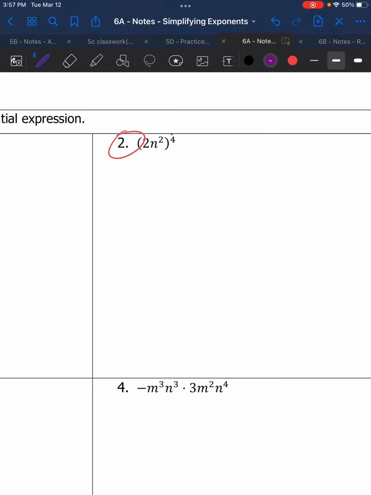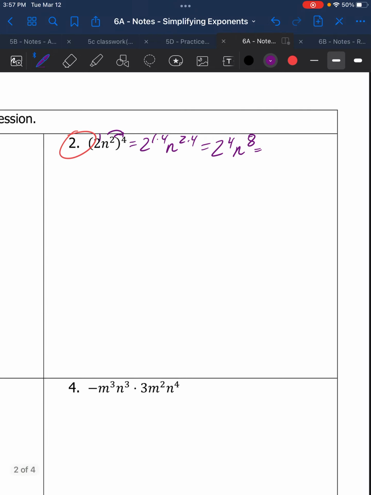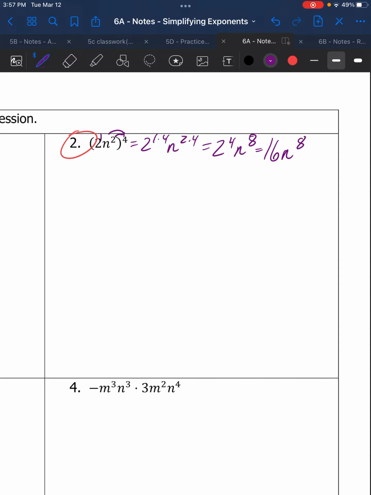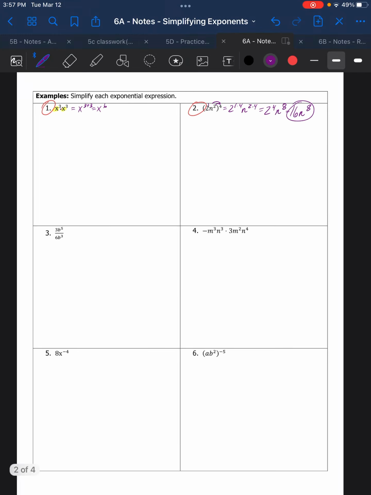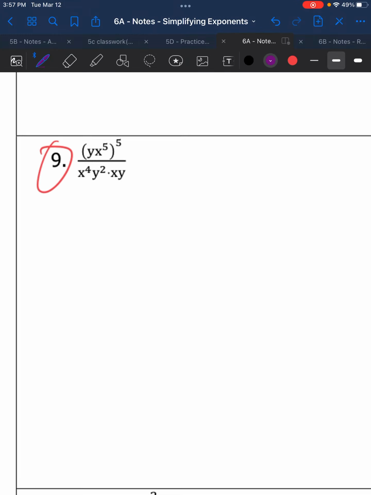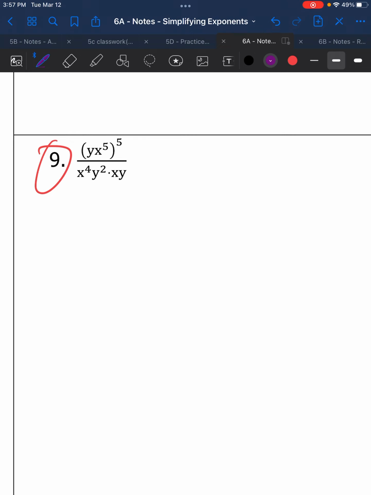On number 2, we have the product to power rule. So it's 2 to the 1 times 4 and n to the 2 times 4. So you have 2 to the 4th times n to the 8th. 2 to the 4th is 16. That'll be n to the 8th. Let's see here. Let's do one more problem.